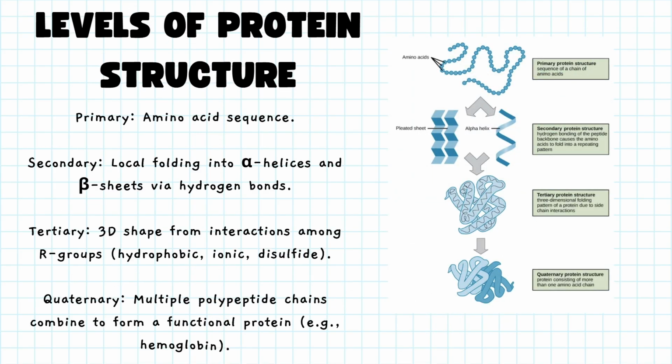Protein shape has four levels. First, primary: the amino acid sequence. Secondary: local folds like alpha helices or beta sheets. Tertiary: the 3D shape formed by side chain interactions. And quaternary: multiple chains coming together, like hemoglobin.